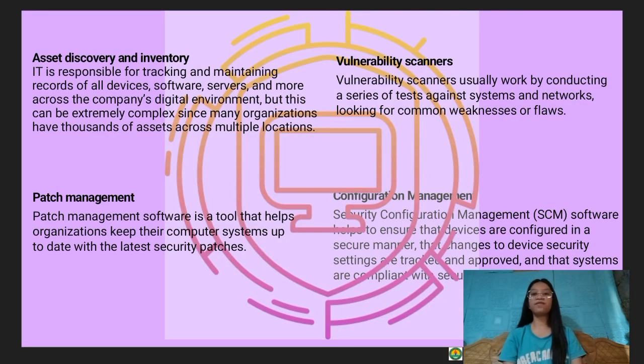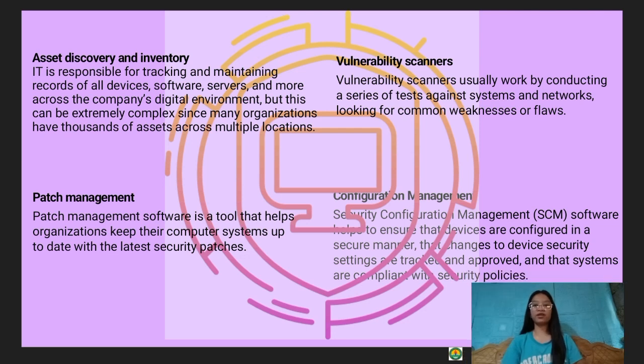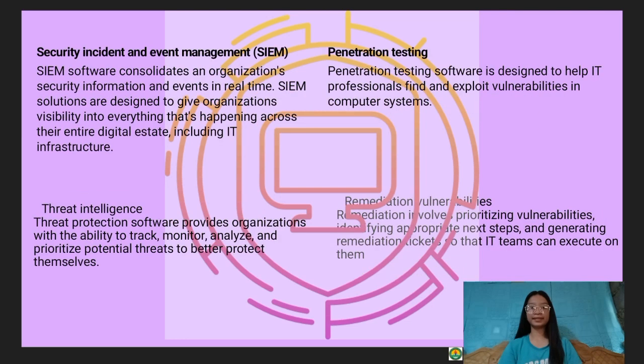Vulnerability scanners. Vulnerability scanners usually work by conducting a series of tests against systems and networks, looking for common weaknesses or flaws. Configuration management. Security configuration management software helps to ensure that devices are configured in a secure manner, that changes to device security settings are tracked and approved, and that systems are compliant with the security policies.